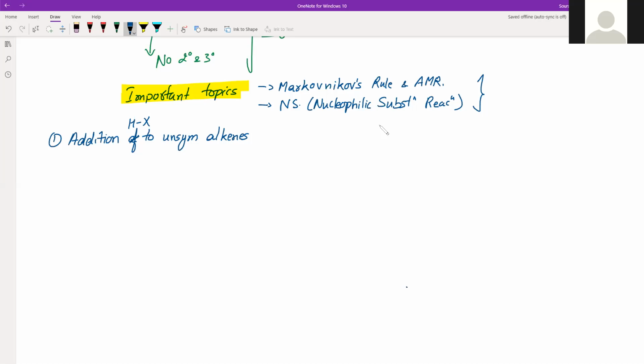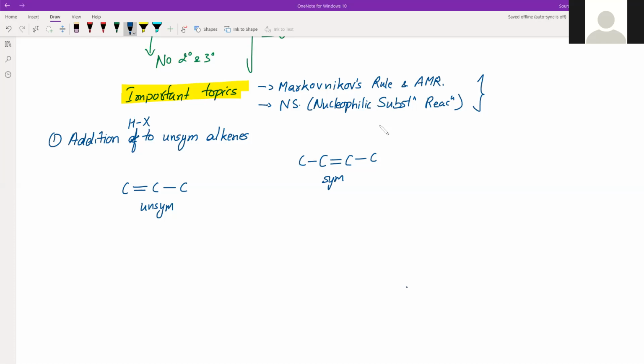So when the alkene is unsymmetrical, for example, suppose there is a C, double bond C, and here a C. So it is an asymmetrical or unsymmetrical alkene. But if it is like this, C double bond C, it is symmetrical. Suppose there is a C here as well as here, this is also symmetrical. So this is unsymmetrical and this one is symmetrical. That is the difference between symmetrical and asymmetrical alkenes.